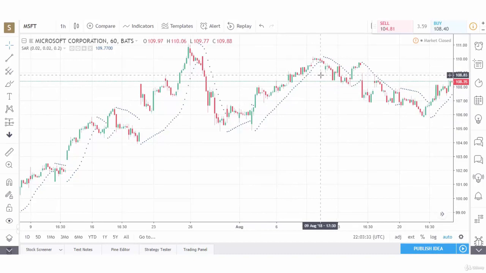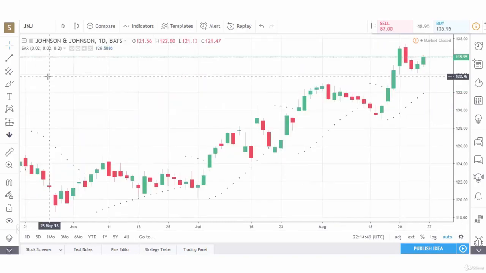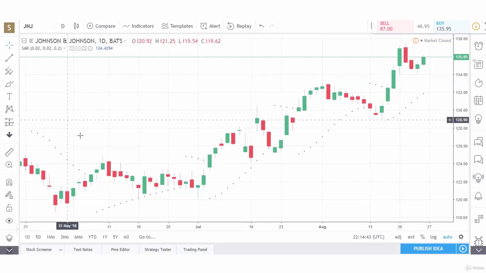Again, it's an indicator that you would preferably use in combination with other indicators or with other candlestick patterns. So let's take a look at how it looks on another chart. So let's take a look at Johnson & Johnson, which has been in a bullish trend for the past few months, given our daily chart. Again, we'll be trading on an hourly basis, but we're going to start with the daily chart.